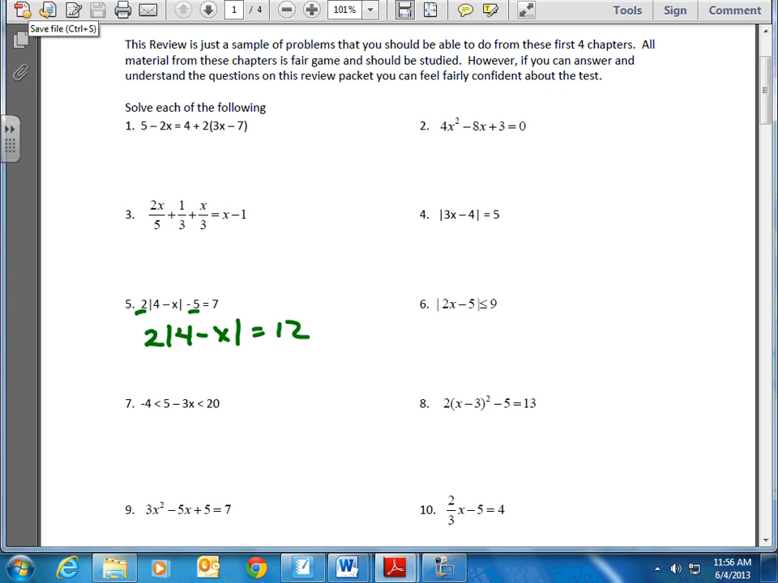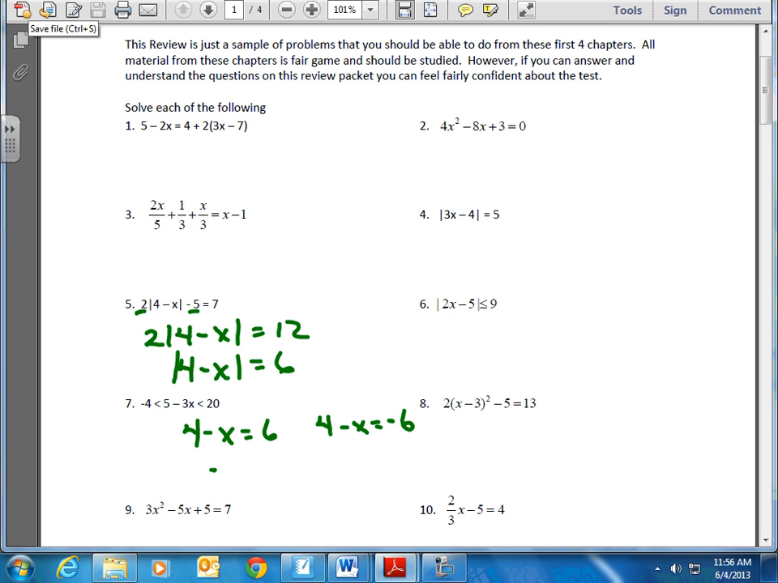divide by 2, and now I have the absolute value isolated. And now I can split them into two pieces in order to solve. So I take what's inside the absolute value and set it equal to 6, and I take what's inside the absolute value and set it equal to a negative 6, because if either one of those is true, then the absolute value makes it a positive, and we're good to go.